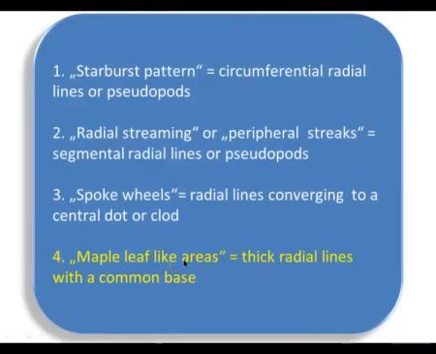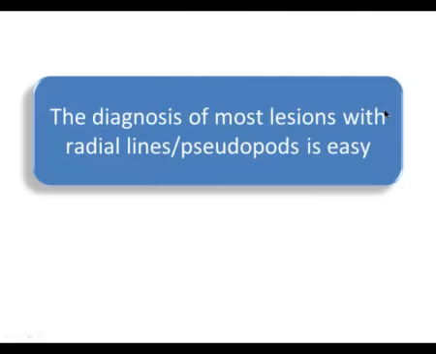What are maple leaf-like areas? Maple leaf-like areas are also radial lines, but they are connected at a common base. Usually they are thick. They are also typical for basal cell carcinoma. Here you can see a typical example, and you see radial lines at the periphery, but they are connected at a common base, which vaguely resembles a leaf.